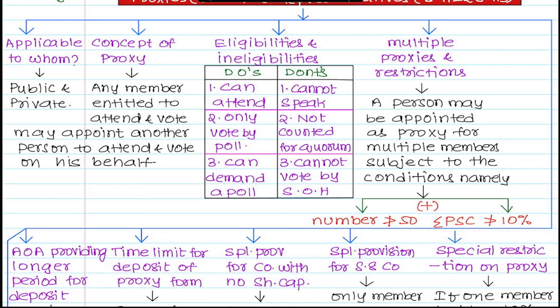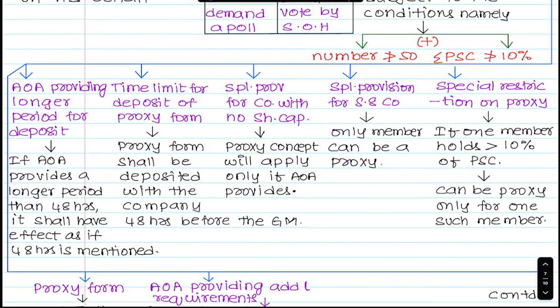Once you say you have completed, we'll go to the next one. Understood the multiple proxy appointment concept clearly? Yes, sir. Very good. Next. Like this you should read. Chart, arrow marks, you read properly.